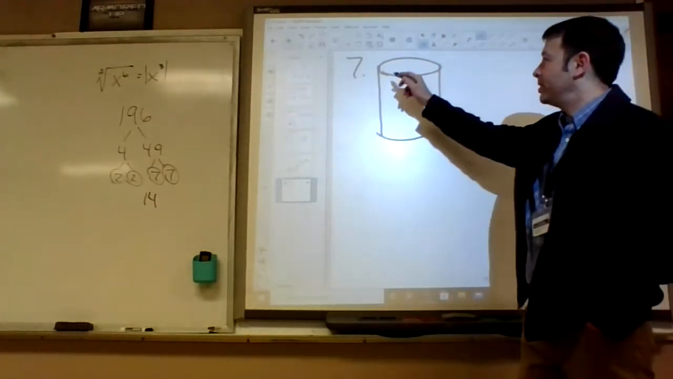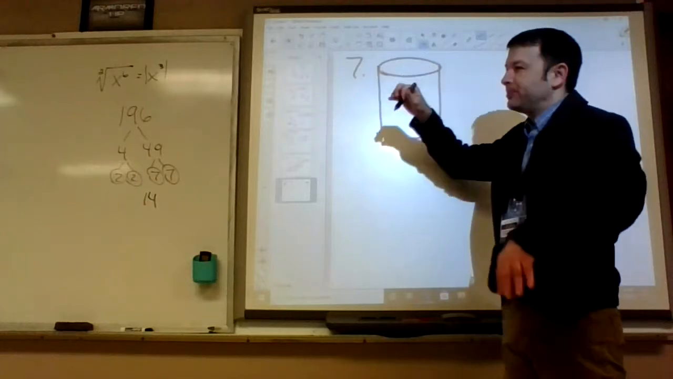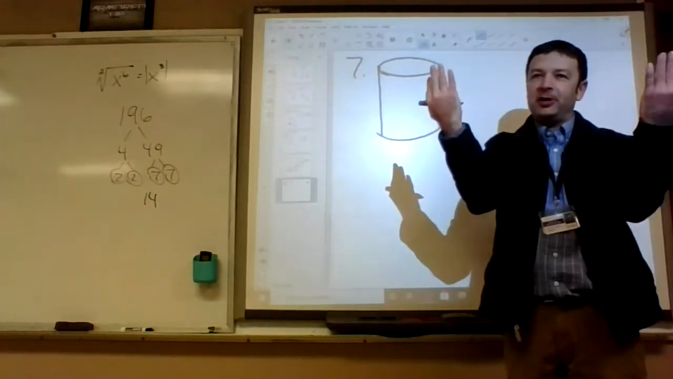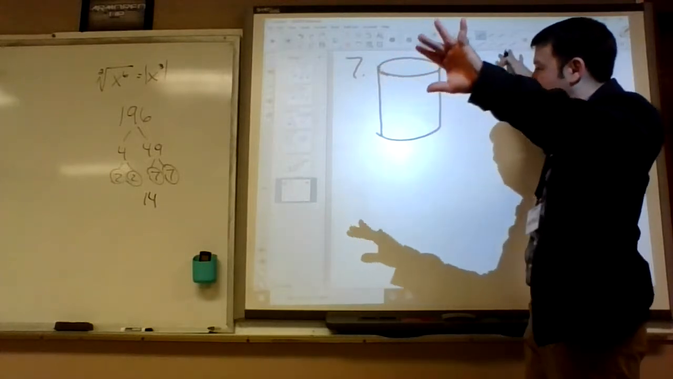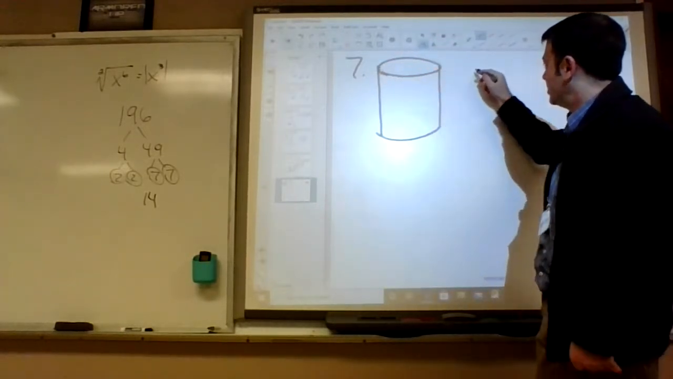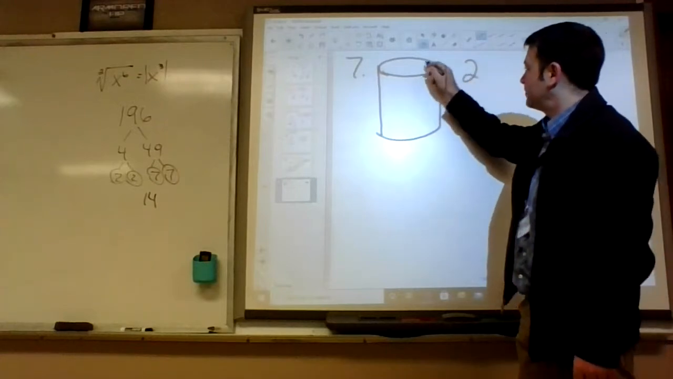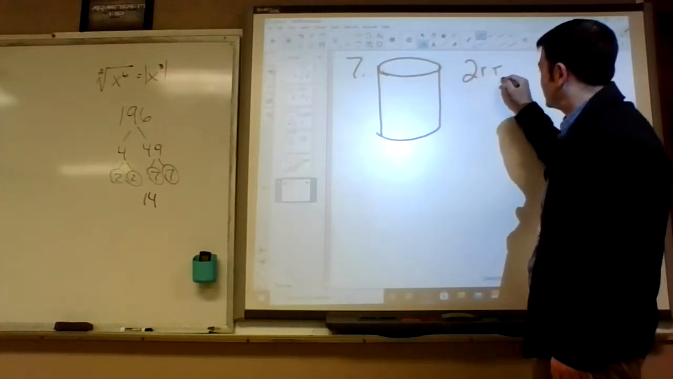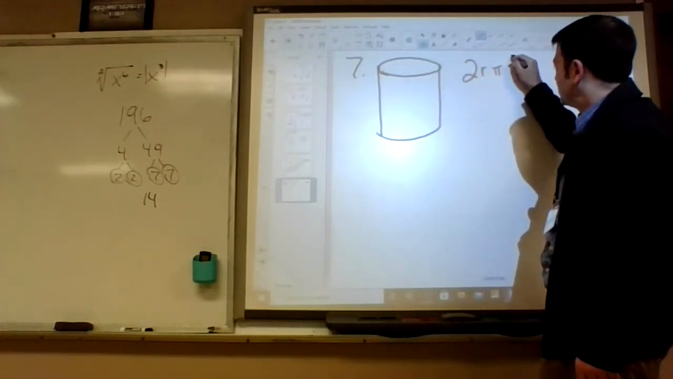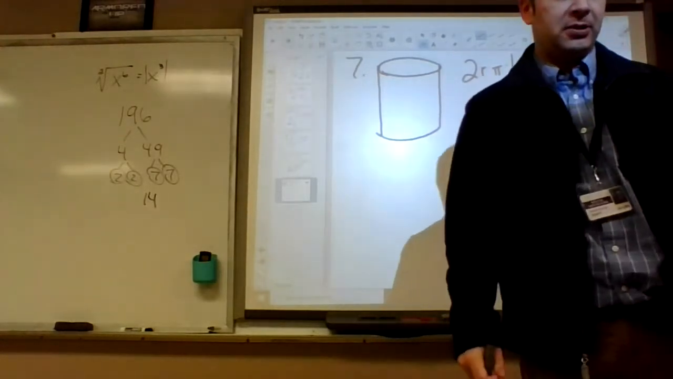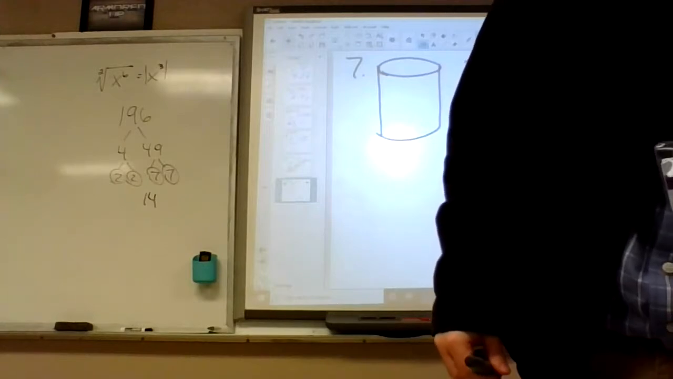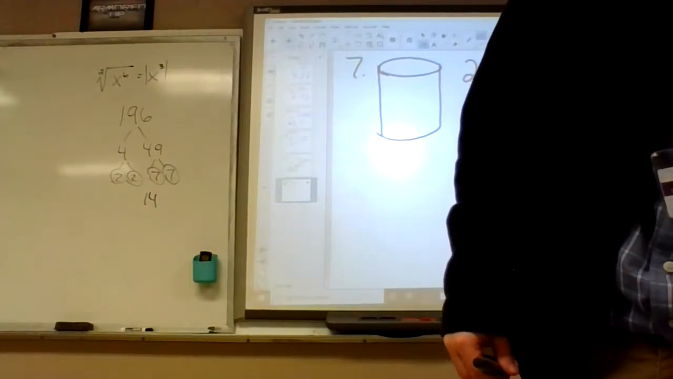Remember, if you unroll it like a piece of paper, it's just a rectangle, so it's the perimeter, the length of a rectangle, times the height. Or circumference times height. So 2 r pi is the circumference, and then times the height. That's the lateral surface area formula. That's a toughie.